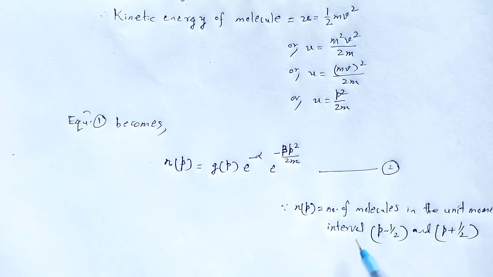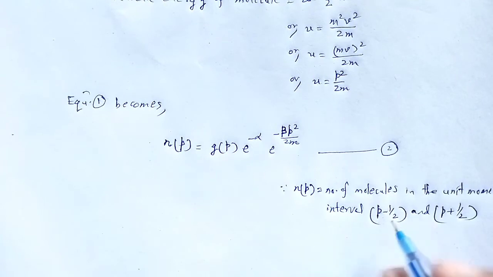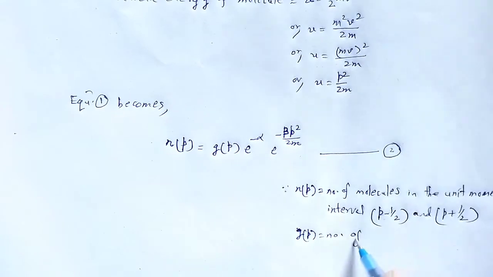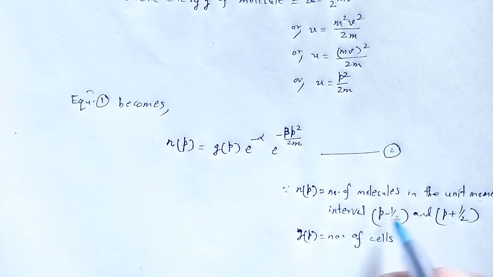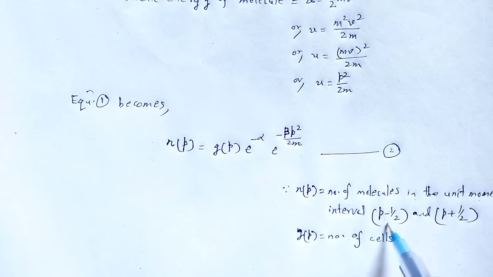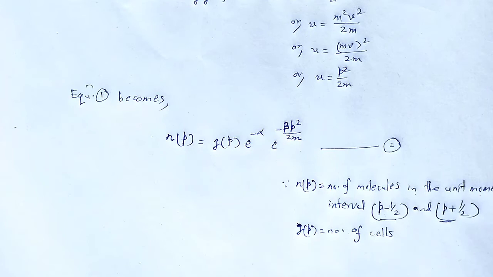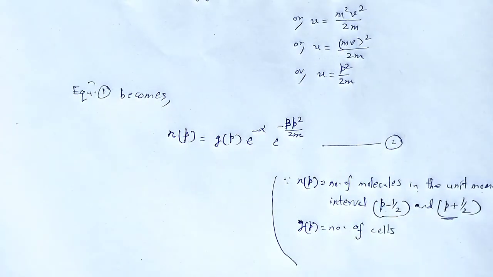Again, G of p is the number of cells in the unit interval p minus half and p plus half, with the mean momentum p, the number of cells in that unit momentum interval.